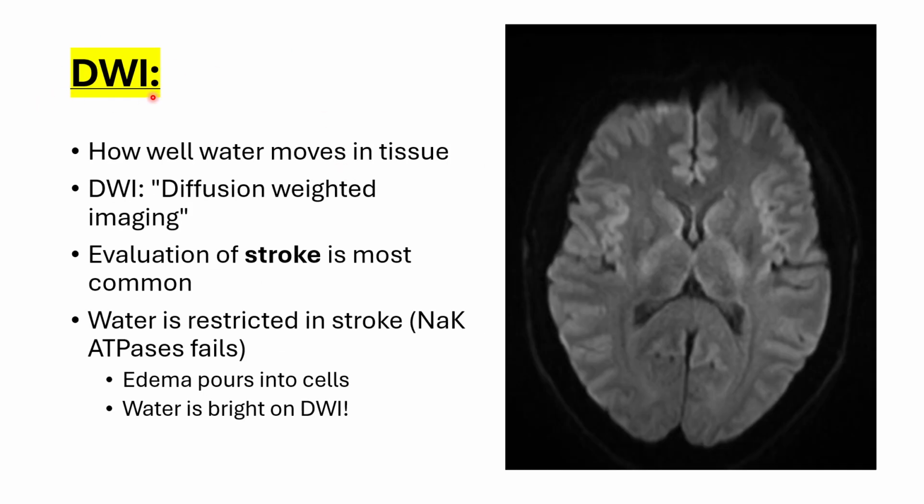DWI stands for diffusion weighted imaging. It demonstrates how well water moves within tissue. Most of the time this is used for evaluation of stroke. Water is restricted in stroke because the sodium potassium channels fail, so edema pours into the cells, so you'll see water is bright on DWI.